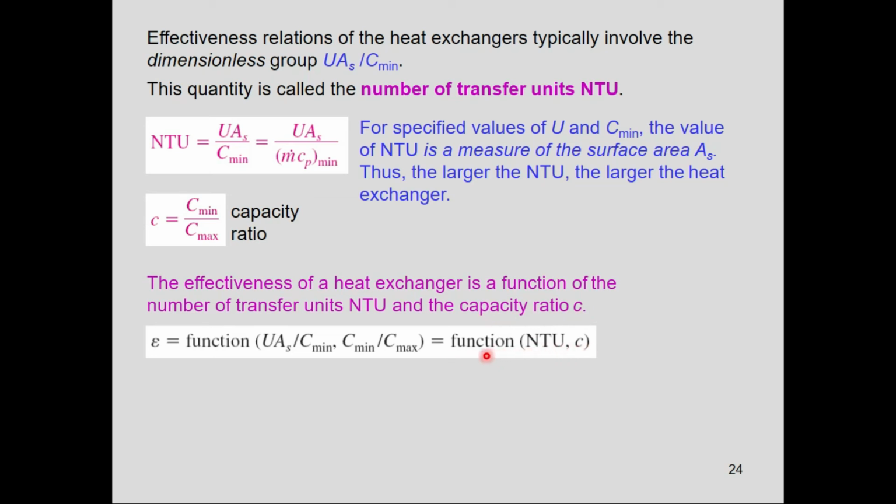So this is the more elaborate form, which says that the effectiveness of a heat exchanger is a function of the number of transfer units, which is the ratio of overall heat transfer coefficient times surface area to C min, and the capacity ratio, which is actually a ratio of the minimum heat capacity rate and the maximum heat capacity rate.